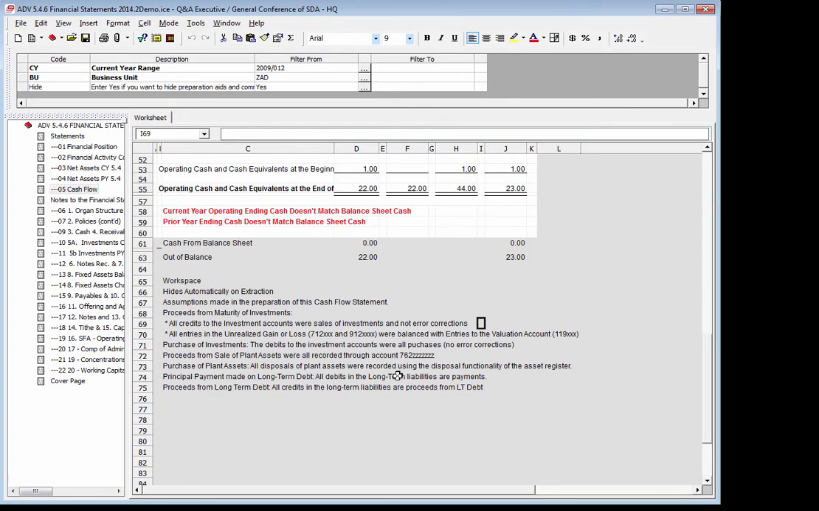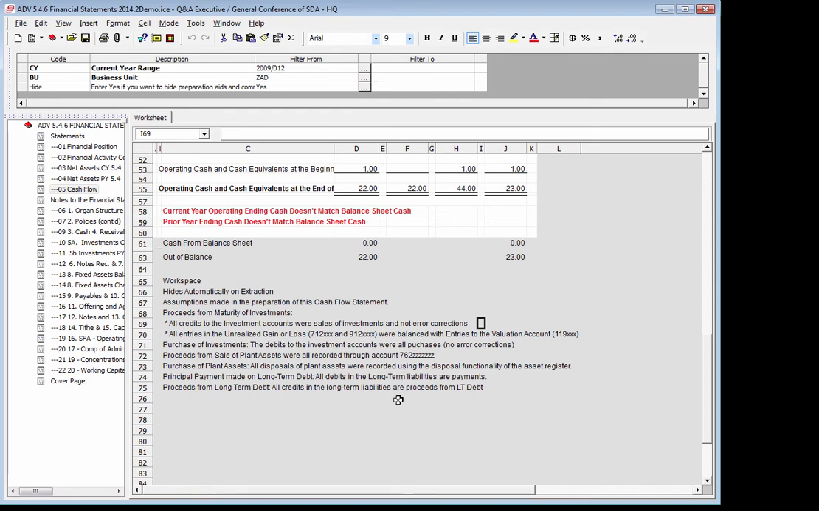The next assumption is that all debits of long-term debts or long-term liabilities are payments, and all credits in long-term liabilities are new debt. No error corrections on either one of those as well. All debits to long-term debt are payments, and all credits to long-term debt are proceeds from new debt. That is the assumption. Now you might say, well, what if I know one of those assumptions is wrong? It's very simple. What you end up with if you have a violation of one of these is an overstatement in two places.